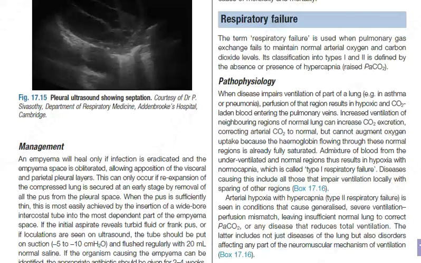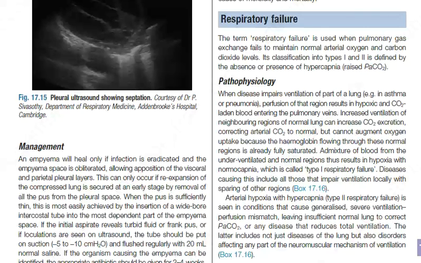Pathophysiology. When disease impairs ventilation of part of a lung, for example in asthma or pneumonia, perfusion of that region results in hypoxia and carbon dioxide-laden blood entering the pulmonary veins.